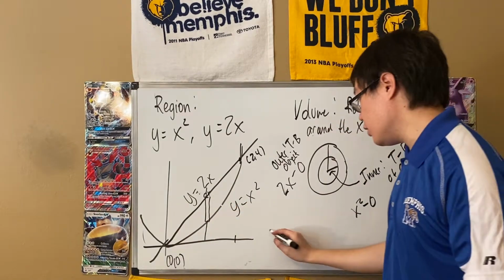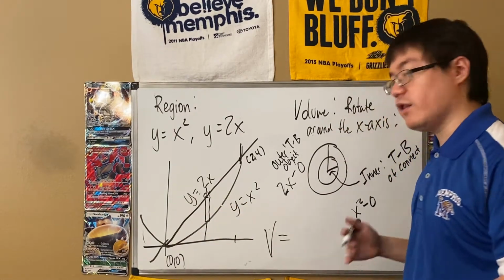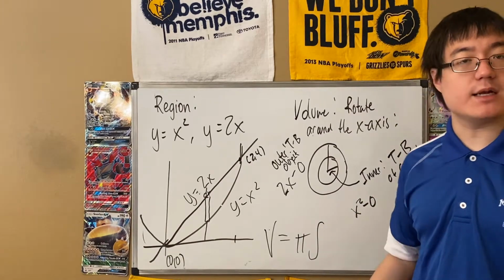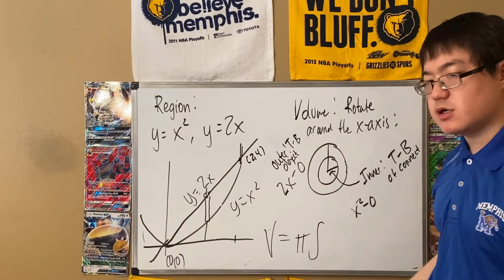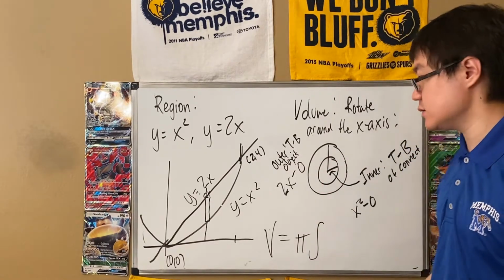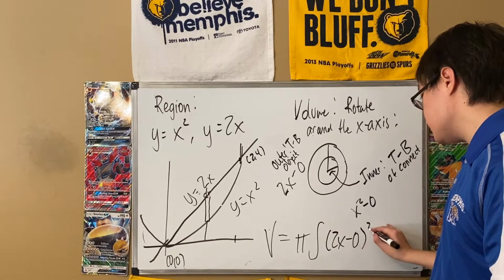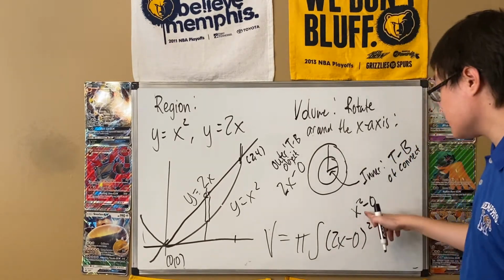So now we're going to go for the volume. V stands for volume, and the formula is pi integral, and then you do outer squared minus inner squared. But if you already drew your washer, all you have to do is substitute what your radiuses are. In this case, it's 2x minus 0, so it's going to be 2x minus 0 squared. And then what's the inner? It's going to be x squared minus 0.